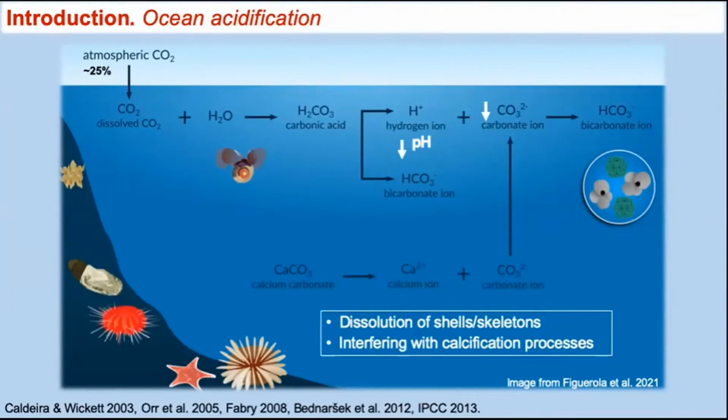Ocean acidification leads to a decrease of pH and carbonate ion concentration, which are used by many organisms to build their shells and skeletons. So ocean acidification can have negative effects on calcifying organisms by promoting the dissolution of shells and skeletons and interfering with calcification processes.